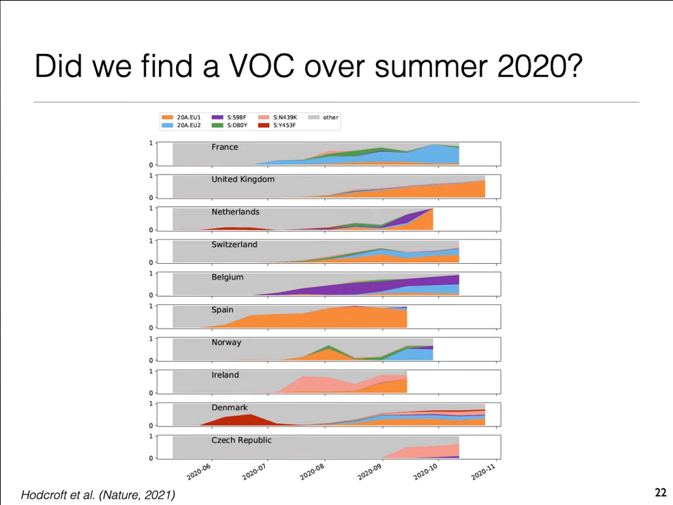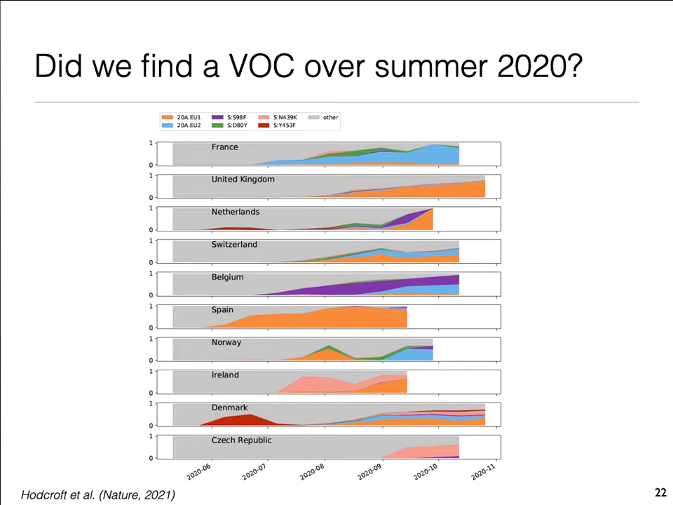What we then did was we compared the dynamics of the different variants across Europe. And what we saw, this orange variant with a proper name being 20A.EU1, was actually dominant in Spain. It emerged there in late May, early June, and has been the dominant strain since then. Also in the UK it was dominant. In the Netherlands it became dominant.